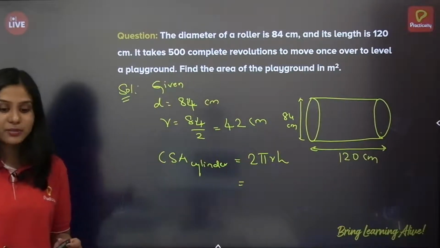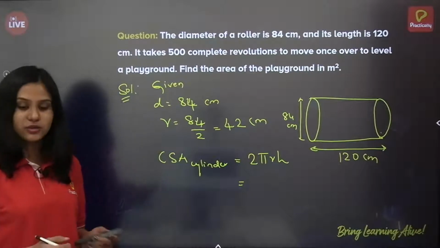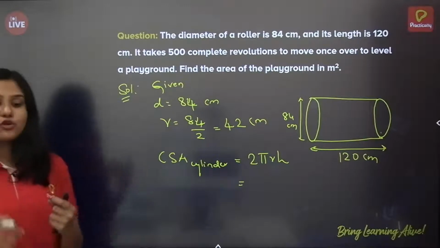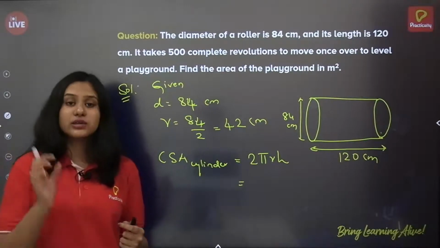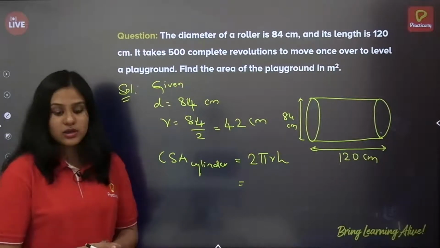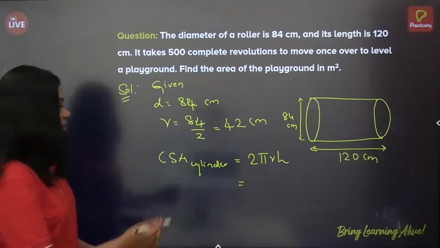Gaming Fire Army, hi, very good evening. 2 pi RH, very good. If you're not able to type the symbol of pi, you can just type pi, I'll understand. Okay, hi. 2 pi RH, correct?